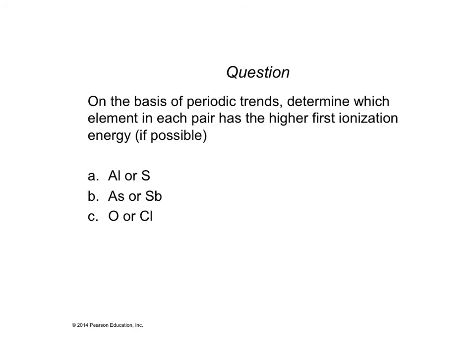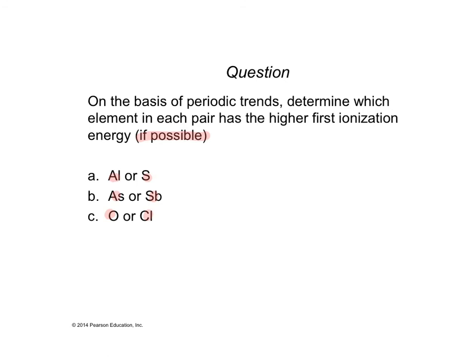Okay, so go ahead and try these. I want to know, on the basis of periodic trends, which element has the higher first ionization energy: aluminum or sulfur, arsenic or antimony, and oxygen or chlorine. Go ahead and try these. And again, if it is possible, that's kind of the big keyword for some of these. I want to know who has the higher first ionization energy.